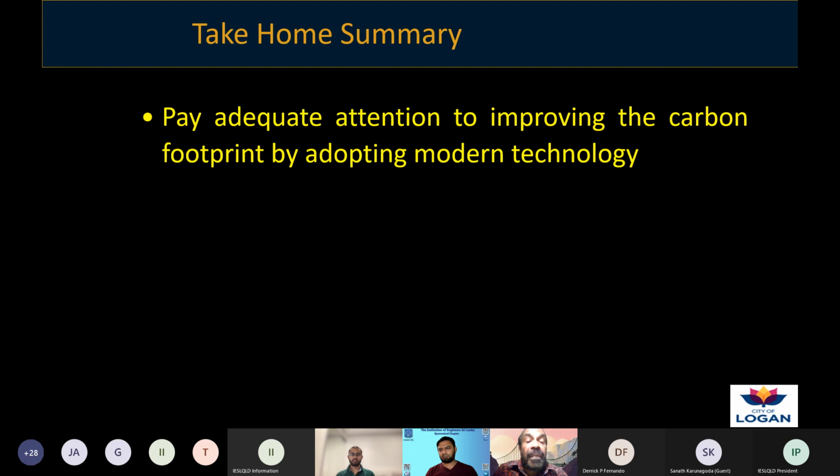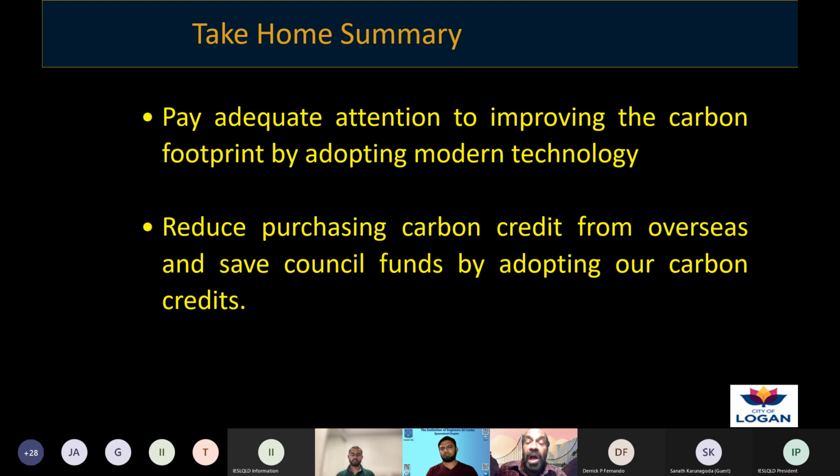And take home summary again: pay adequate attention to improve the carbon footprint by adopting modern technology. That is what we are doing. We have to adopt modern technology and reduce our carbon footprint. That is for our future generations. And reduce the purchasing of carbon credits. Sometimes, when you can't bring the carbon footprint to zero, we purchase carbon credits from other countries like India. That is a very, very weird thing to do, because when we say our carbon footprint is zero, we have to look at it as a global carbon footprint concept. So we need to take action on that.